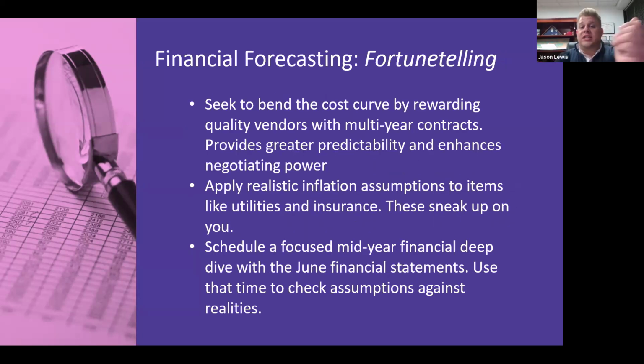In terms of more fortune telling that you can do, you want to seek to bend the cost curve by rewarding quality vendors with multi-year contracts. If you have a landscaper who's killing it, the best advice I can give you is to have a conversation about getting a 3-year deal with that landscaper. Talk to your fellow board members around May in terms of who you're interested in bidding out, and give that advice to your manager. And if you have vendors who are doing a good job, maybe you don't bid them out. Maybe you go to them and say, "Hey, could you do a 3-year deal with us?"